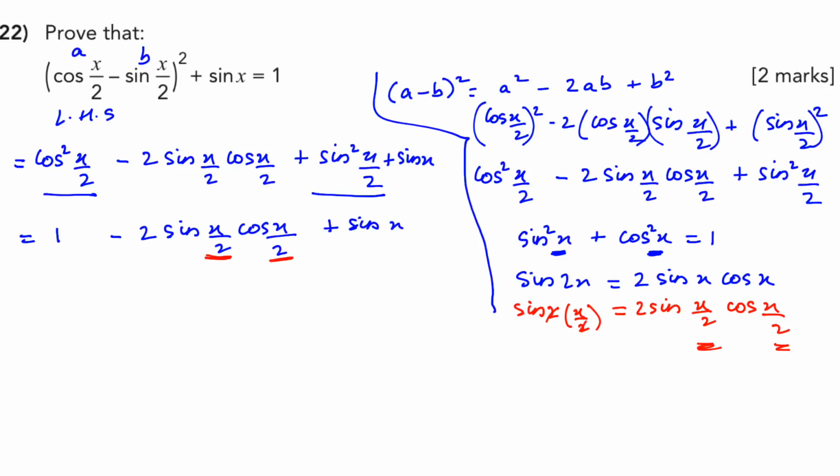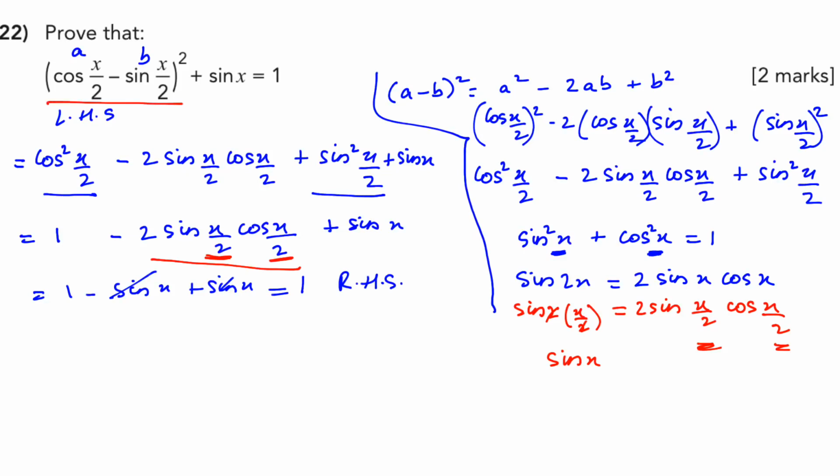So the 2 will get cancelled. What is that equal to? Sin x. So in place of this, I will substitute sin x. The negative sin x and the sin x will get cancelled. We are left with 1, which is equal to our right hand side.